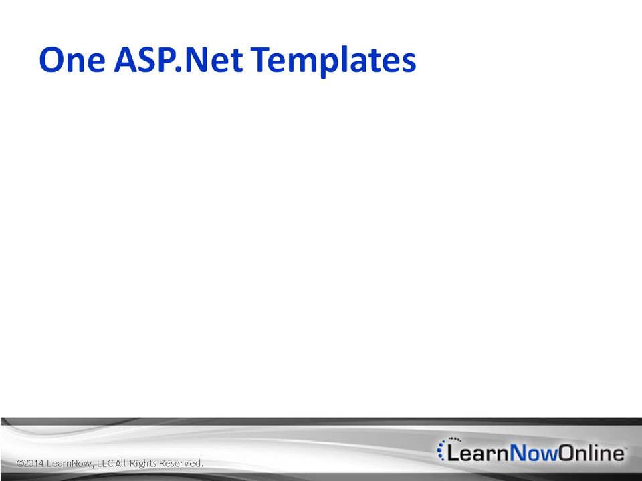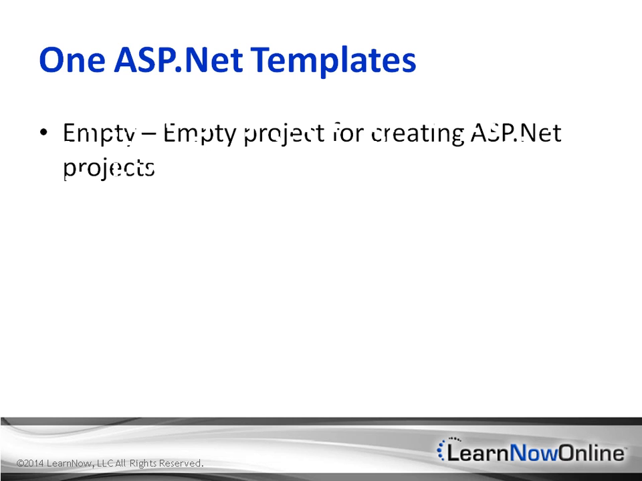Okay, so once you select your new project and you pick your ASP.NET web application, you're going to have several different templates from which you can choose. The first one is the empty project template. Basically, this is going to create the most basic ASP.NET project possible. There's no web forms, there's no MVC, there's no web API. It's just a basic ASP.NET project with no content in it.